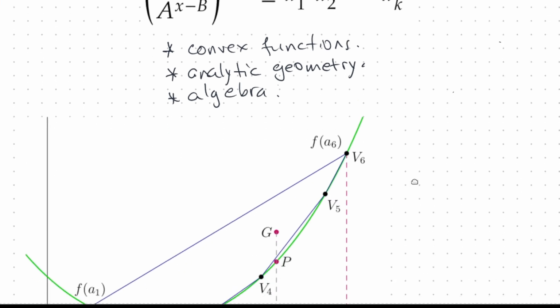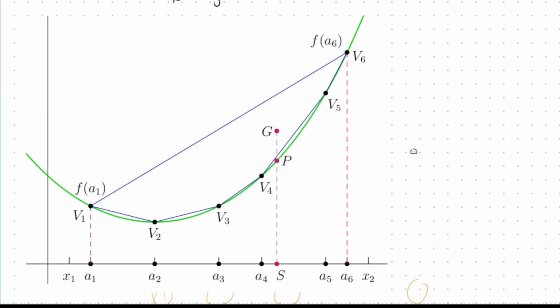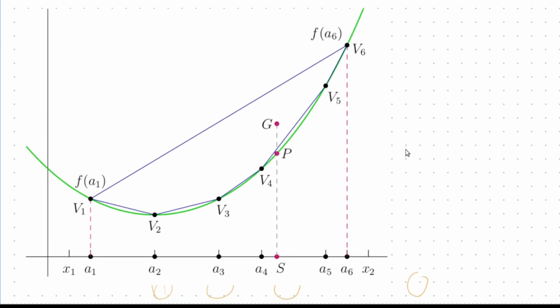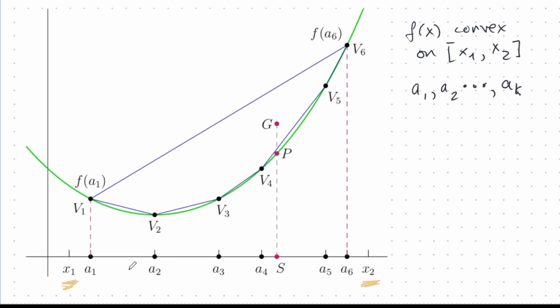Let's return to the figure that I had in the last video, and let's examine this carefully. F of x is a function that's convex on the interval x1 to x2. So here's x1. And here is x2. And the function is guaranteed to be convex on the interval, but a lot of the functions that we've been using are convex everywhere. Then we choose k points along the x-axis.